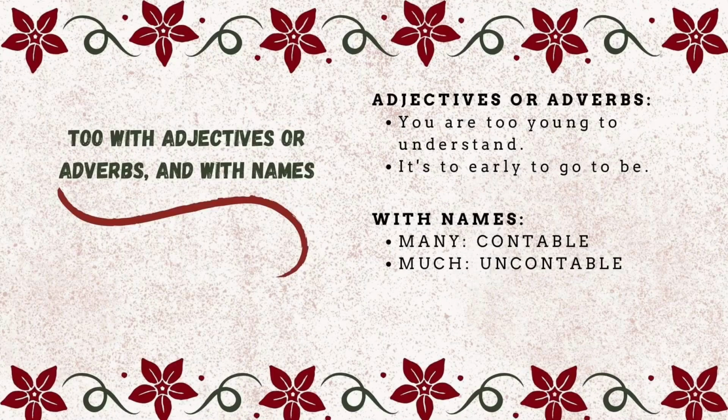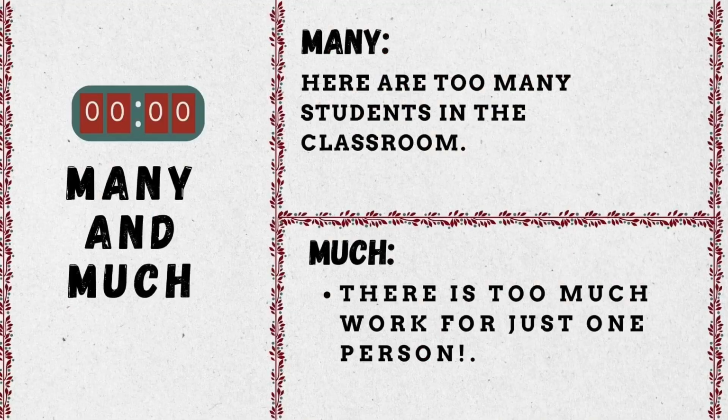Many is countable and much is uncountable. An example of many would be there are too many students in the classroom. Hay demasiados estudiantes para esta clase. And an example of much would be there is too much work for just one person. Hay demasiado trabajo para una sola persona.